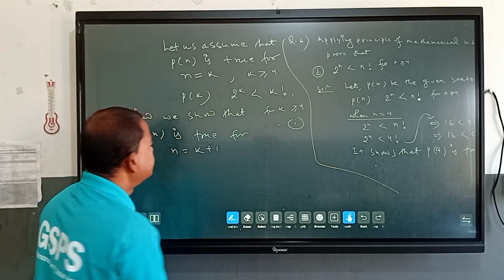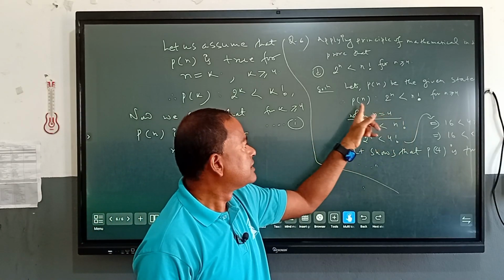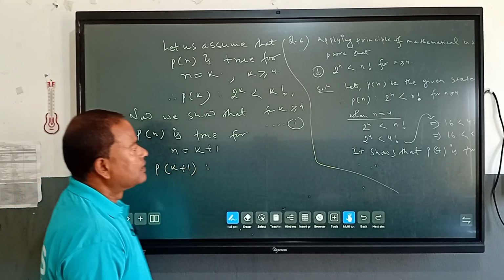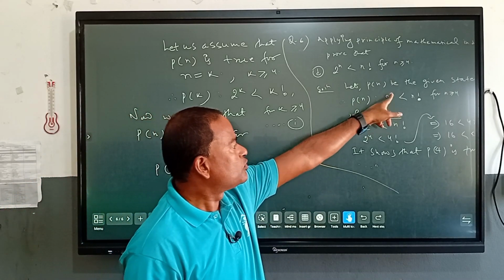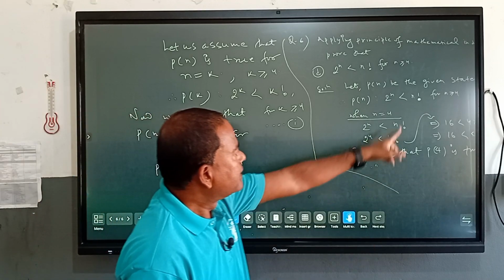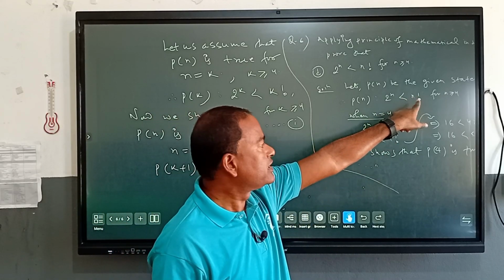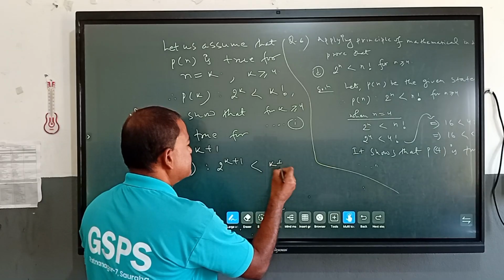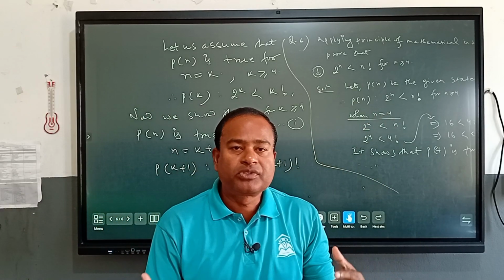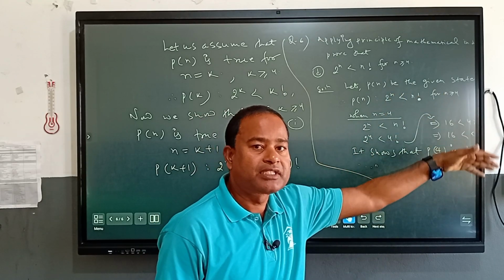Dear students, so now we are going to put the value of n as k plus 1 in our given statement. Then it will be P(k plus 1) such that 2 power k plus 1 is less than (k plus 1) factorial. That means we have to replace n with k plus 1. So dear students, in our given statement P(n), we have put the value of n as k plus 1 on the left hand side and right hand side both.